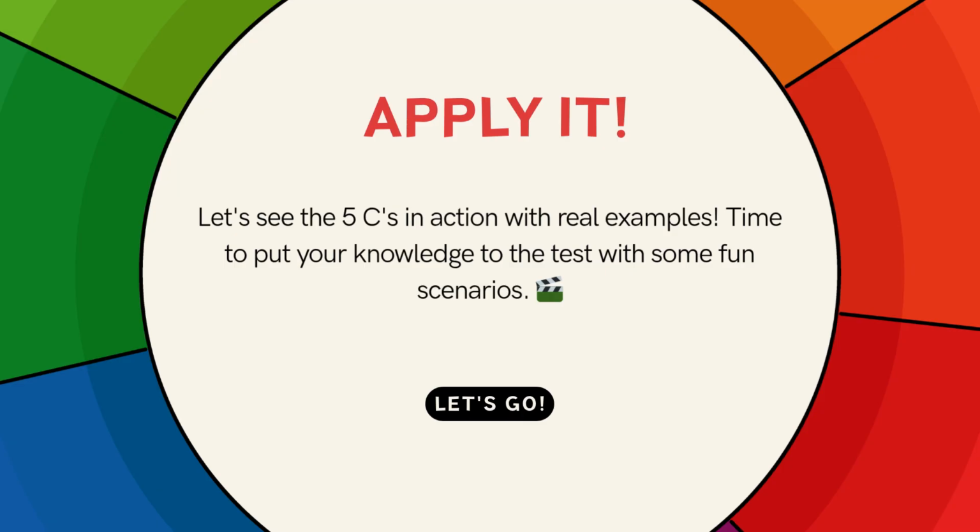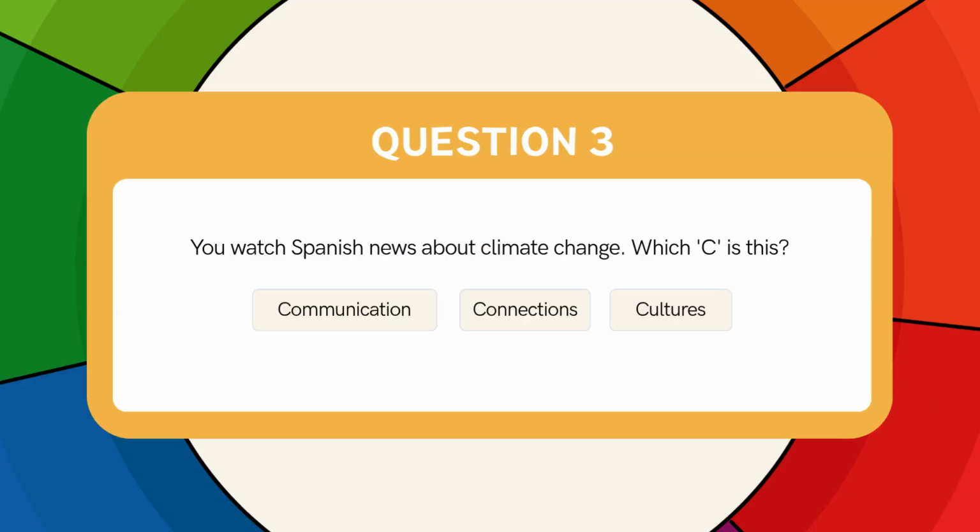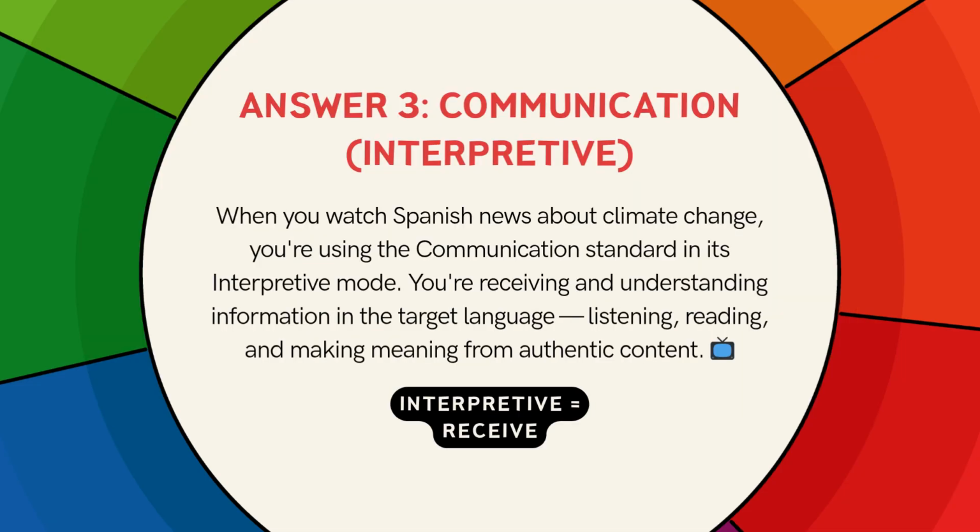Okay, we've defined terms. Now let's apply them. Let's play spot the C. You watch Spanish news about climate change. Which C is this? Did you answer out loud?